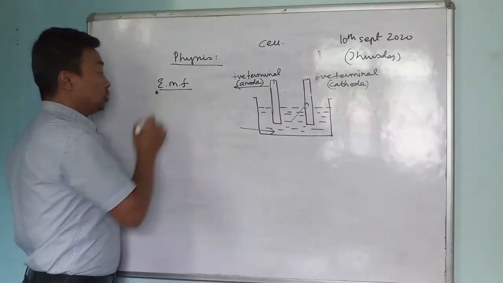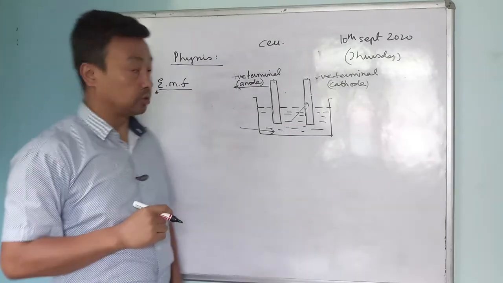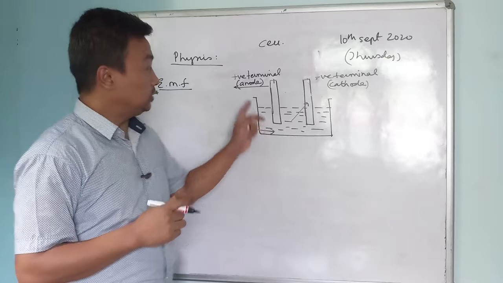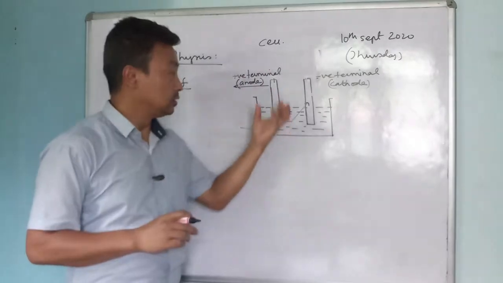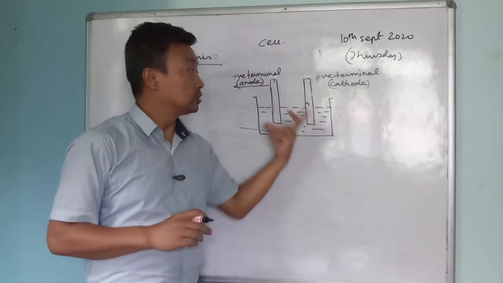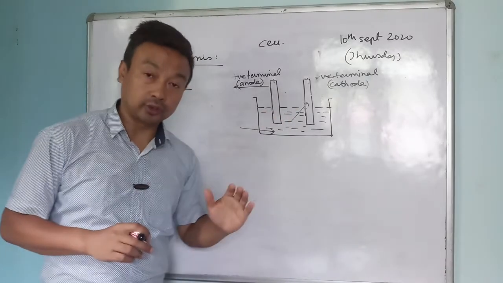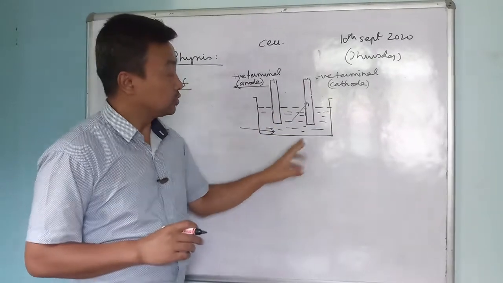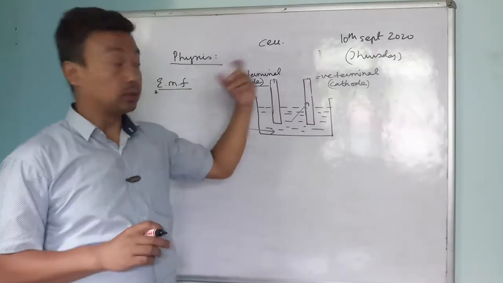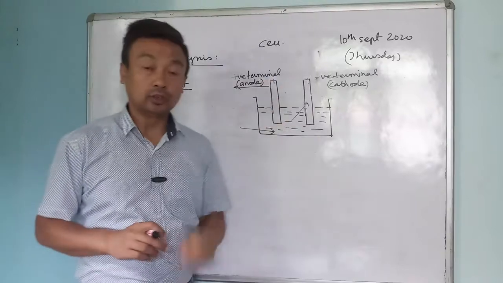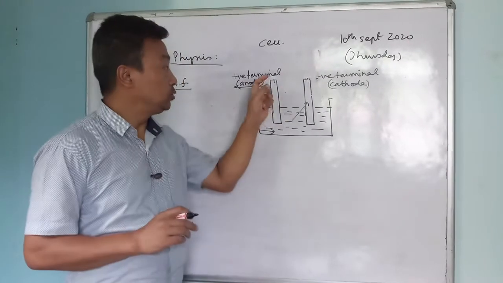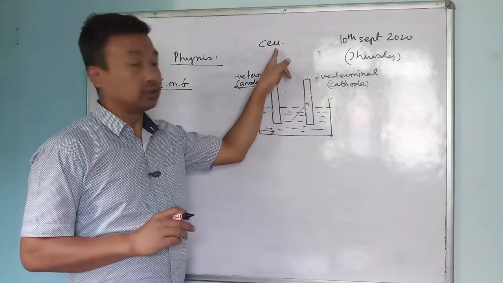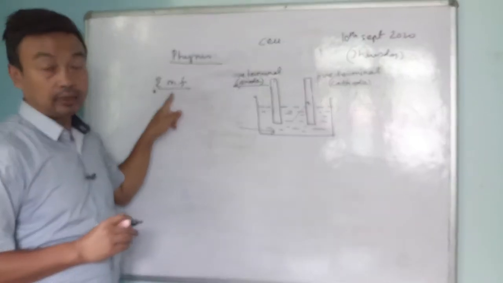Now basically, what is this EMF, or the electromotive force? It is when the current is not drawn from the cell. That means when this cell is in open circuit, no current is drawn from the cell. In that case, the potential difference between the terminals of the cell is known as the EMF.